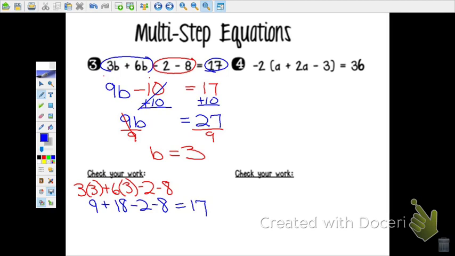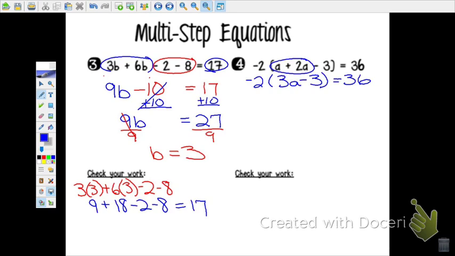Number 4. Again, I've got some cleaning up to do. Again, think about our order of operations. We should be looking at parentheses first. So inside my parentheses, I can clean up because I've got like terms to combine. So I get 3a minus 3. Everything else stays the same. So now my problem looks similar to what I had in example 2.